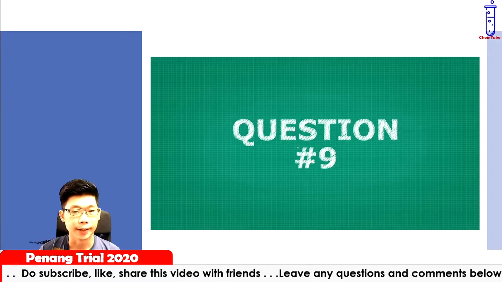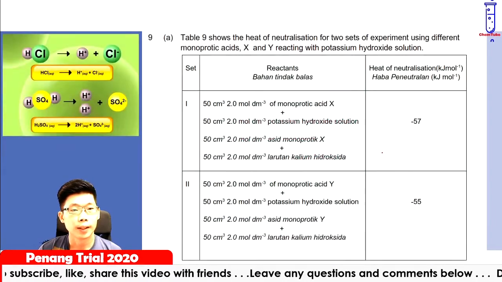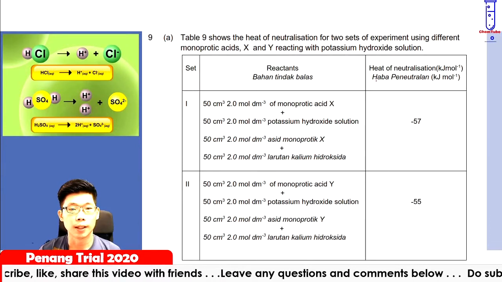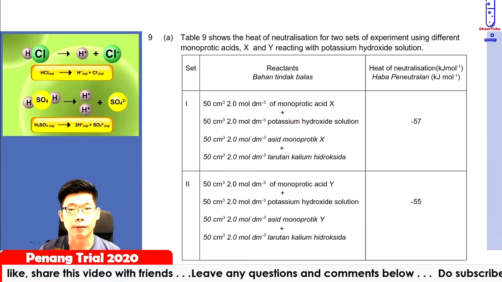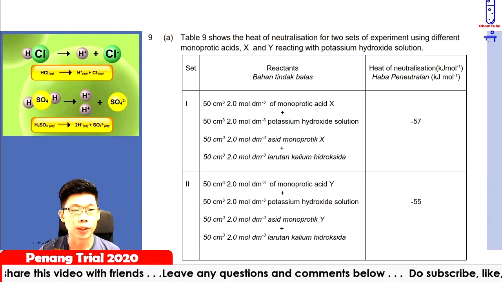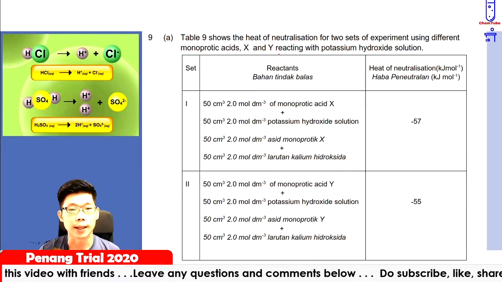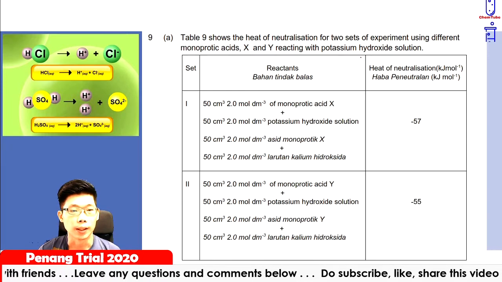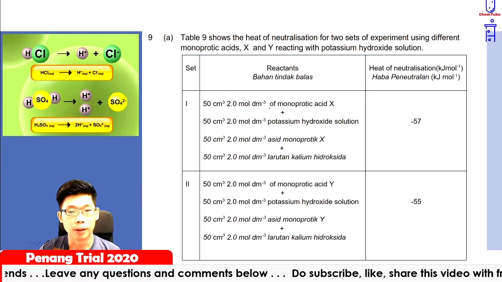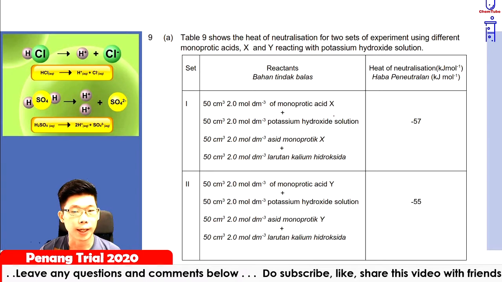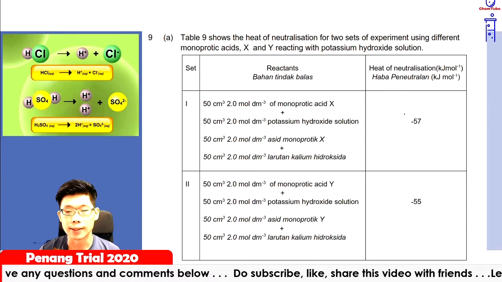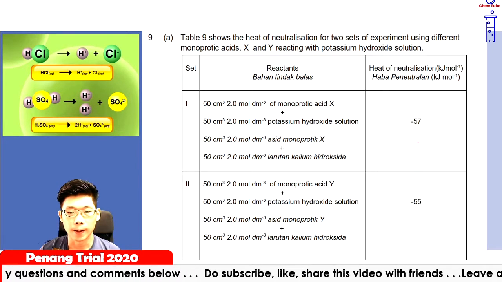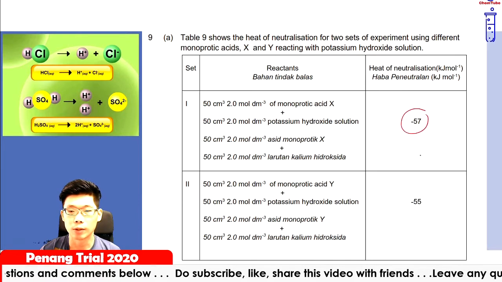Okay, question 9. Table 9 shows the heat of neutralization for 2 sets of experiments using different monoprotic acids, X and Y, reacting with potassium hydroxide solution. Okay, so you are given 2 types of monoprotic acid. So the heat of neutralization is different. Okay, so this one is higher, this one is lower.